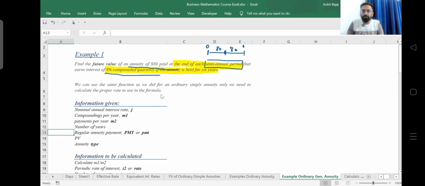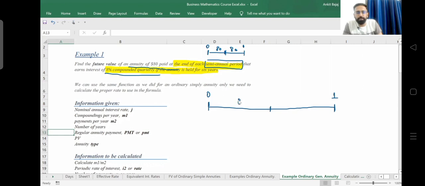Now there's a twist in the question, right? Here the investment period and the interest period are different. In previous questions we have seen that the investment and interest periods were the same. Now here there is a twist. Let's suppose this is day 0 and this is the end of year 1. You invest twice in a year.